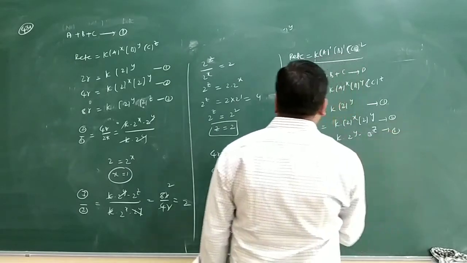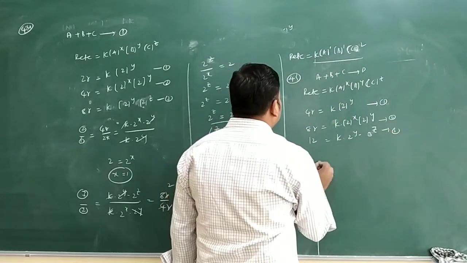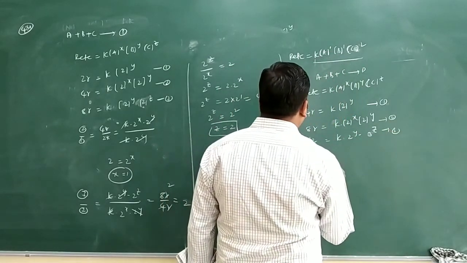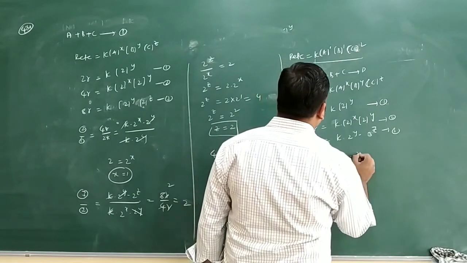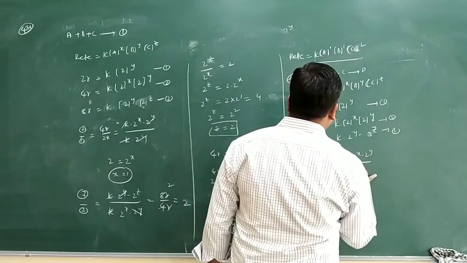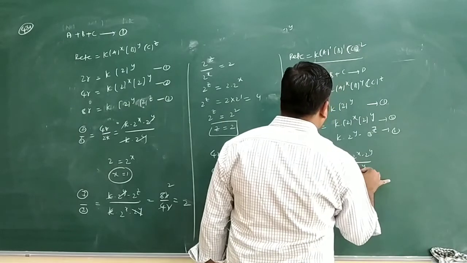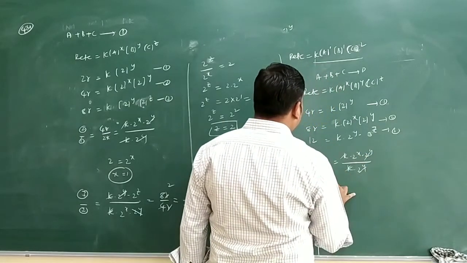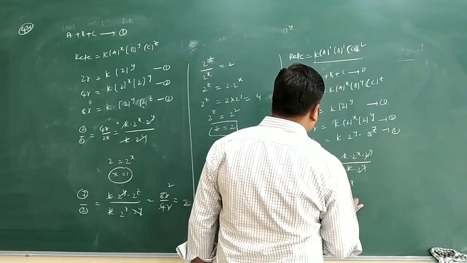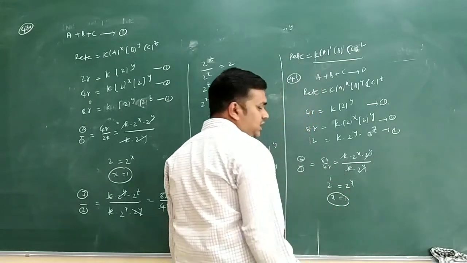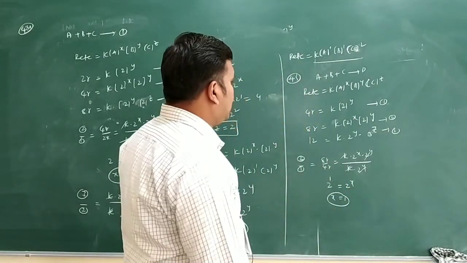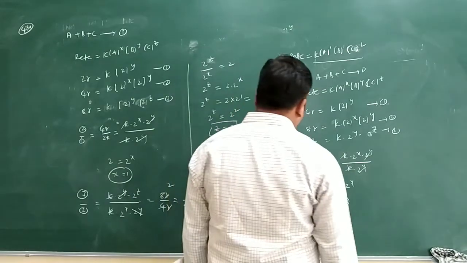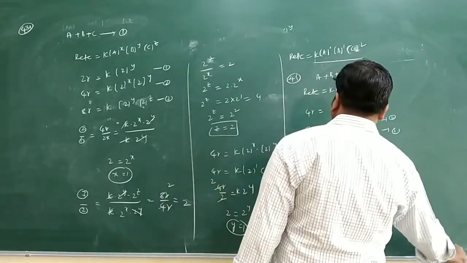If we take 2 by 1, what will you get here? 8r by 4r is equal to k into 2 power x into 2 power y by k into 2 power y. 2 power y cancels, k cancels, 2 is equal to 2 power x. From this you will write x is equal to what? 1. You will write it in the form of 2 power 1. Now what are the possibilities we have? Suppose you can take this one.